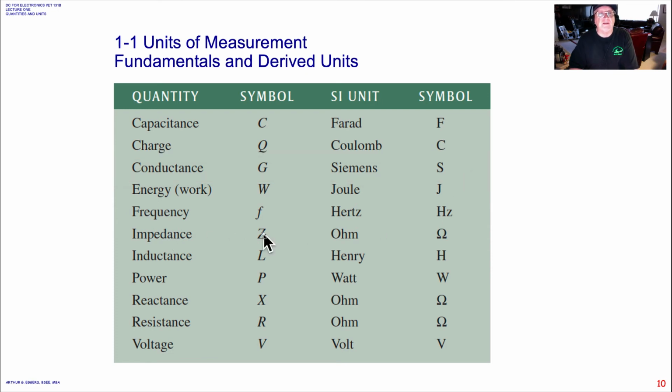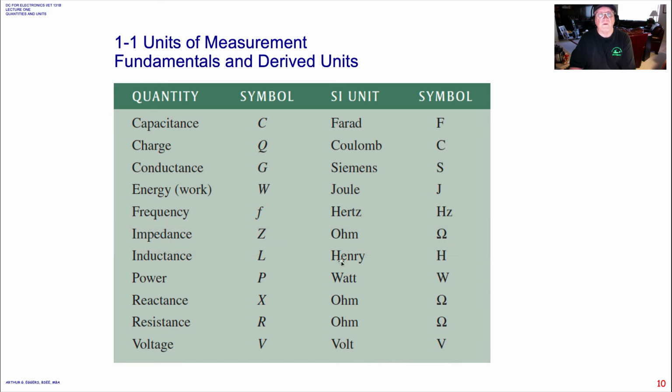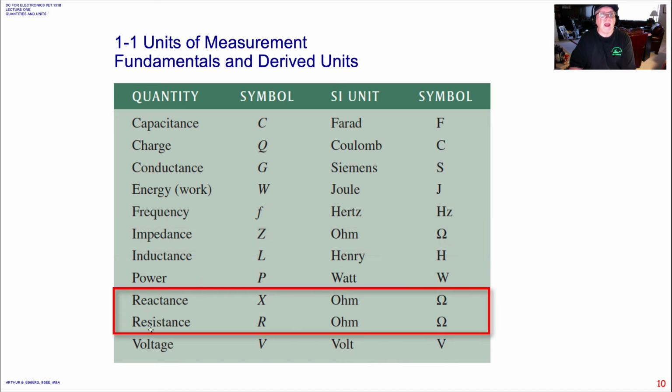Okay, impedance, Z is the term we're going to use. We're going to get used to using the term Z for impedance versus R for resistance, because we're going to find out that Z is made up of a real and an imaginary part, and we're going to get to that later. So instead of writing out ohms, we're going to use the symbol for ohms. You'll notice here on the bottom, reactance and resistance, real and imaginary resistance values, X and R, both of them use the symbol ohm.